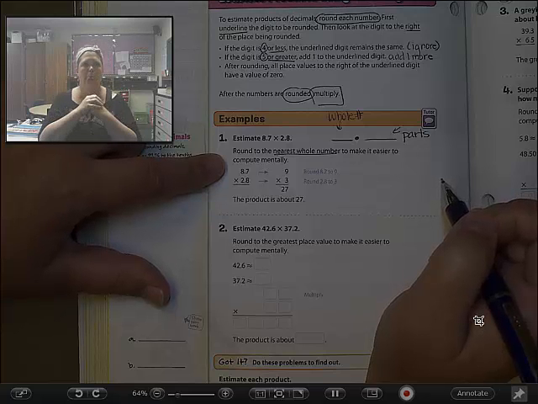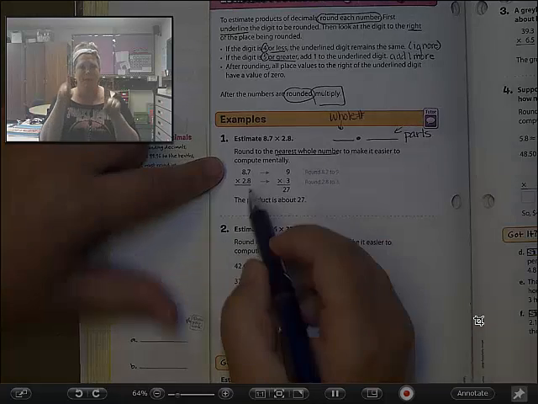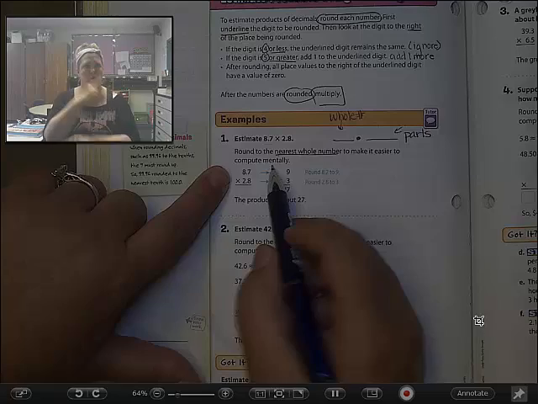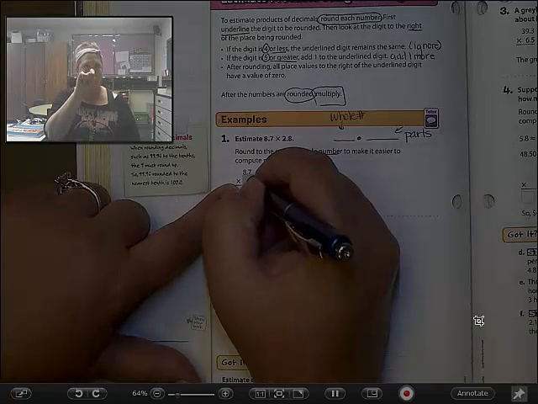Then we're going to add in our tenths place. 1 plus 8 is 9. Estimate means compute mentally, so you should be able to do it in your head. Find your number. So the 5, so 2.8 plus 0 is 2.8.